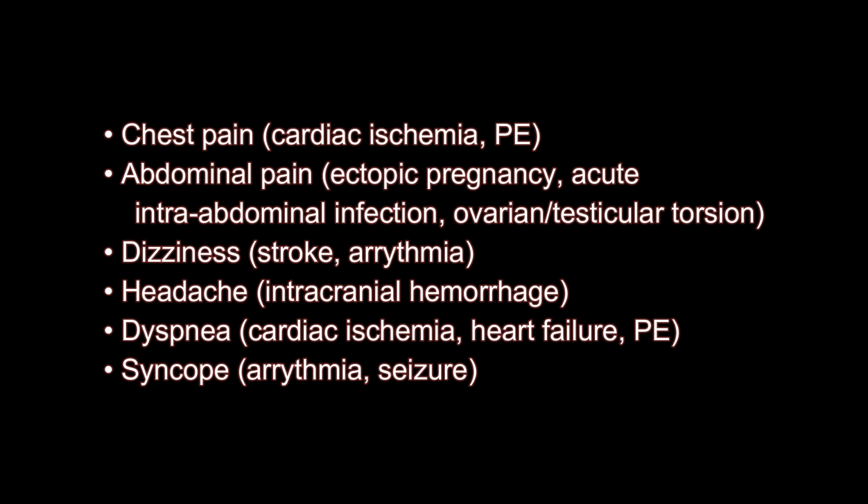Here are some more examples of common chief complaints where doctors often don't adequately explain their level of concern for a potentially life-threatening diagnosis. Abdominal pain. If your workup included an evaluation for ectopic pregnancy, acute intra-abdominal infection, or ovarian or testicular torsion, you should document it. Dizziness, if you're concerned for stroke or arrhythmia, document it. Headache, if you were concerned for intracranial hemorrhage. Dyspnea, if you're concerned for cardiac ischemia, heart failure, or pulmonary embolus. And finally, syncope, if you're concerned for arrhythmia or seizure. Those are all life-threatening diagnoses. But please do not use an expanded differential diagnoses for situations where you're not actually concerned for the pathology listed.